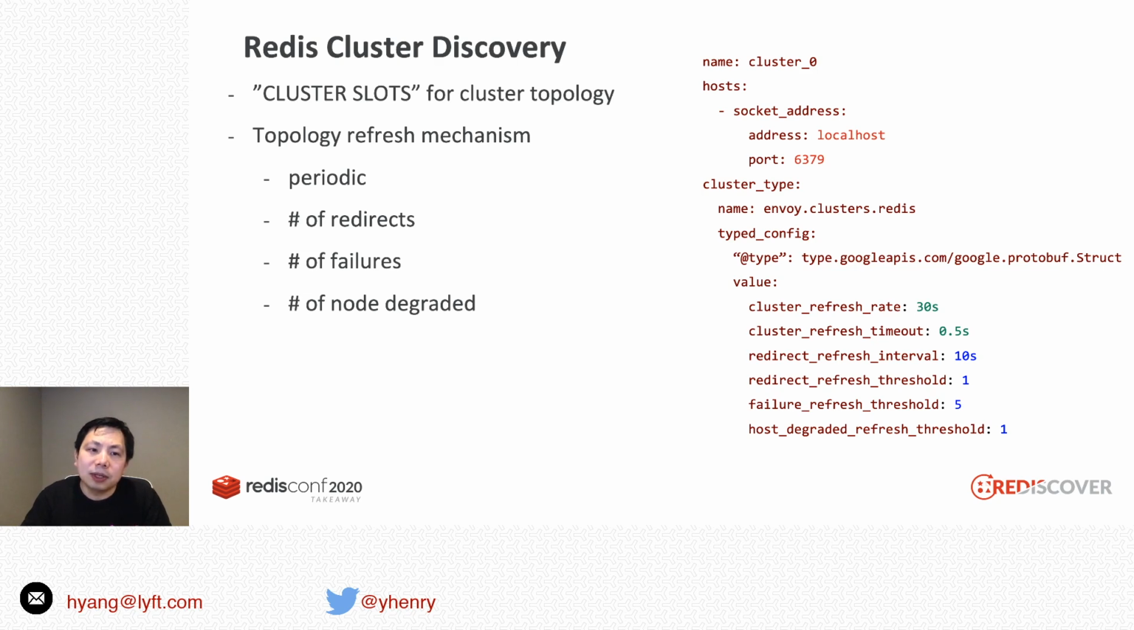And number of nodes degraded is a more advanced concept that is tied to the active health checking that we have in Envoy. When a node either fails a certain number of active health checks or a certain number of failures, then we mark the node as degraded. In this case, we also want to be able to update the topology to see if a new node has been added.